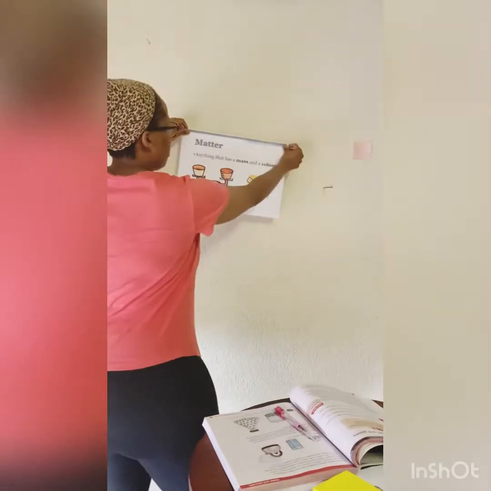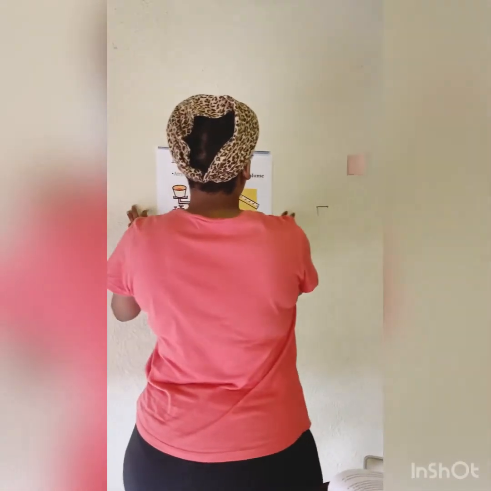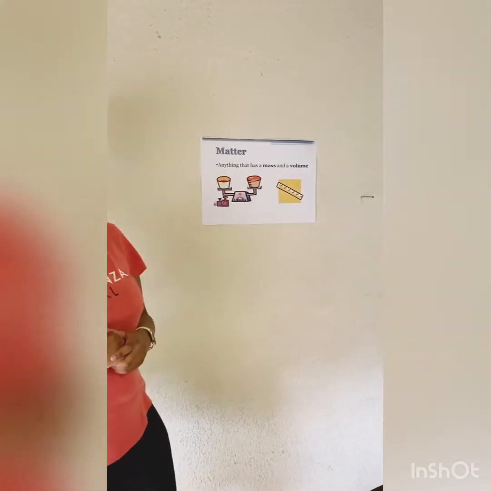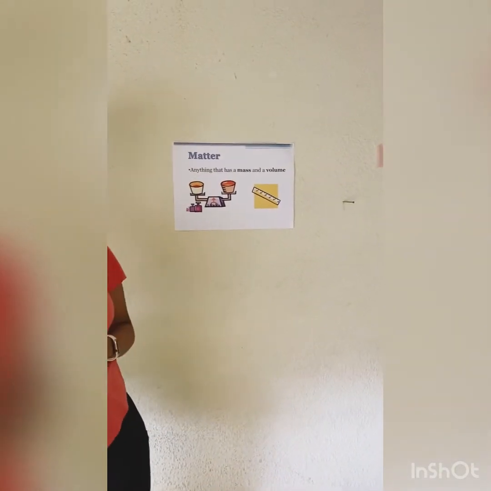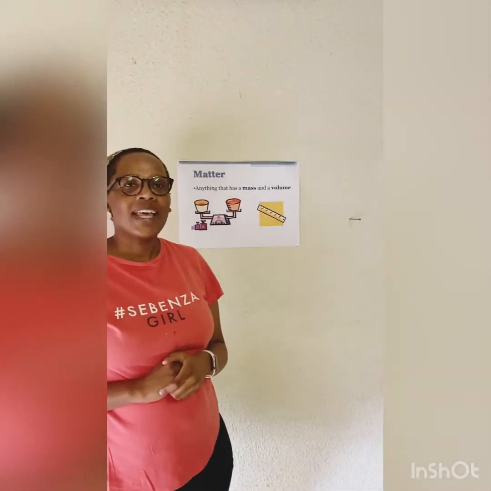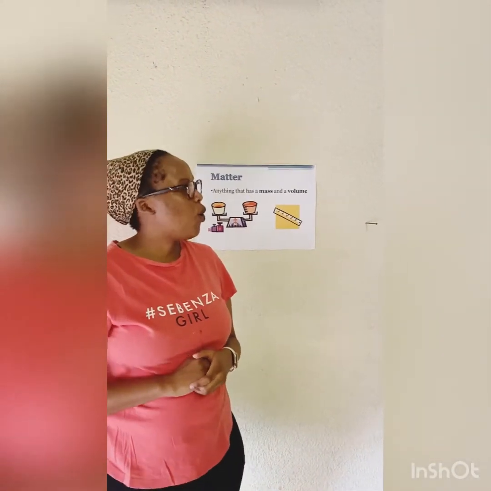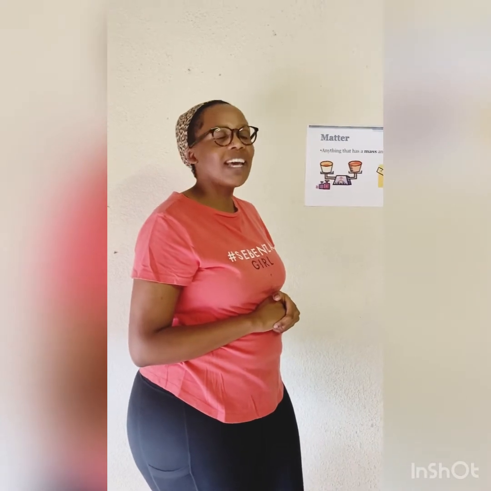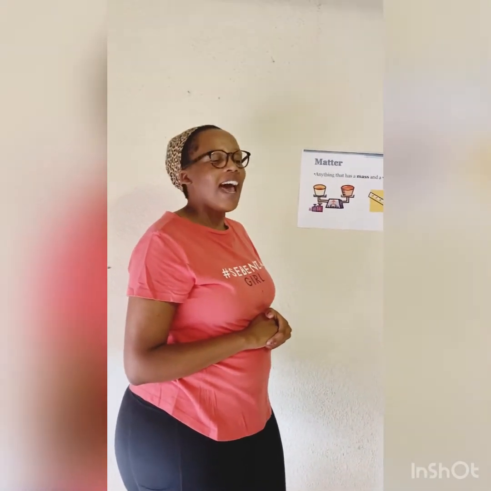Okay, so I have defined matter as anything that has mass and volume. So matter is anything that has mass and volume. Can you give me an example of what matter is? Yes? A door. Well done. A door is matter. Why is a door matter? It has a volume and a mass. Well done. A door is matter because it has volume and it has mass.